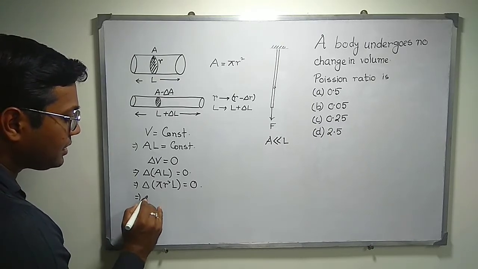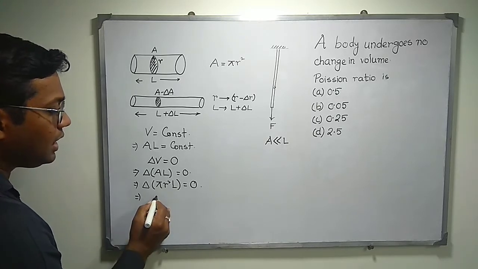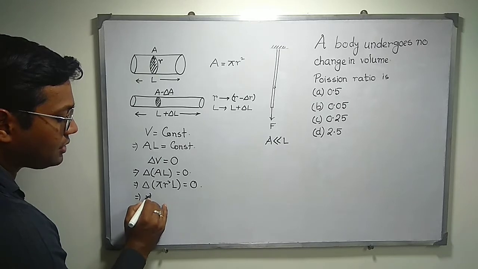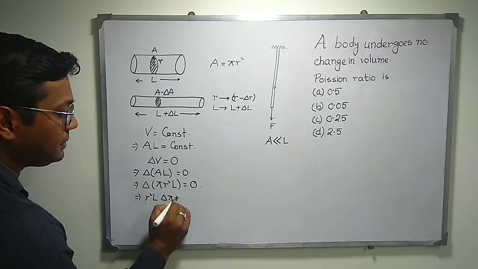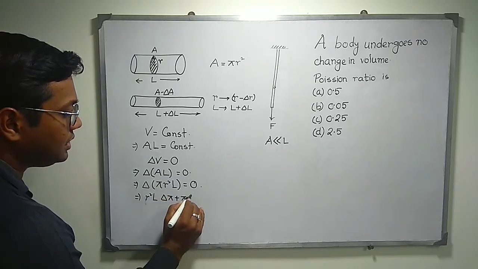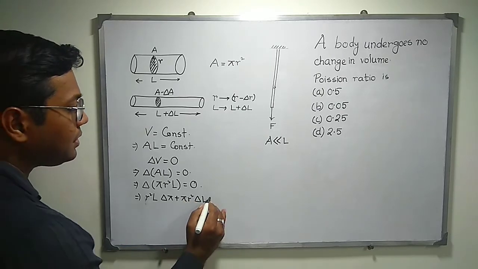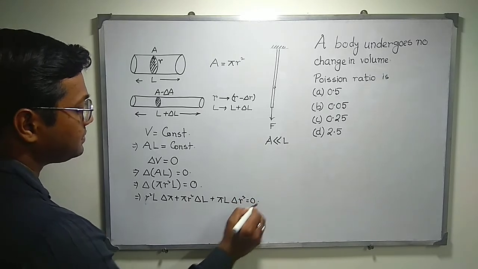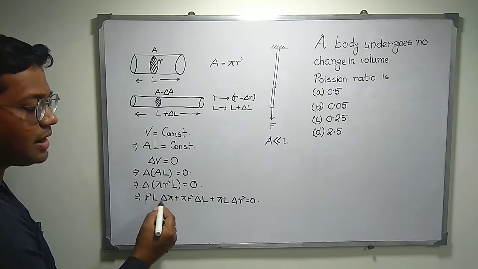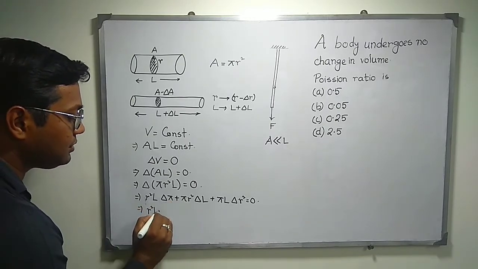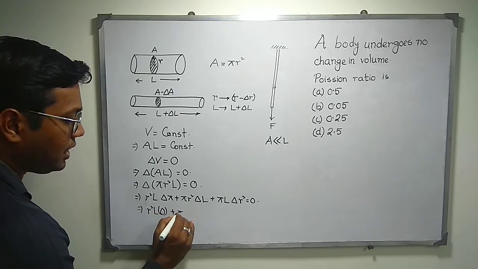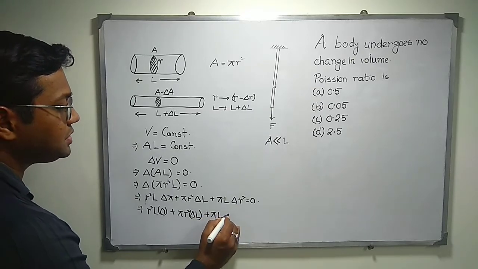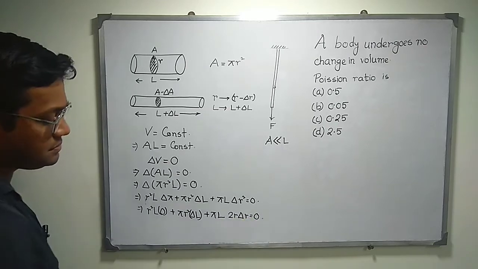Now keeping r and L constant, r square into del L into pi. Keeping pi and r constant, the related term is pi r square into del L, plus, keeping pi and L constant, del of r square. Pi is itself a constant, so you cannot change pi, it is 3.14. So it becomes r square into capital L multiplied by 0. It is pi into r square multiplied by del L, plus pi multiplied by L, r square differentiation is 2 into r into del r, equal to 0.